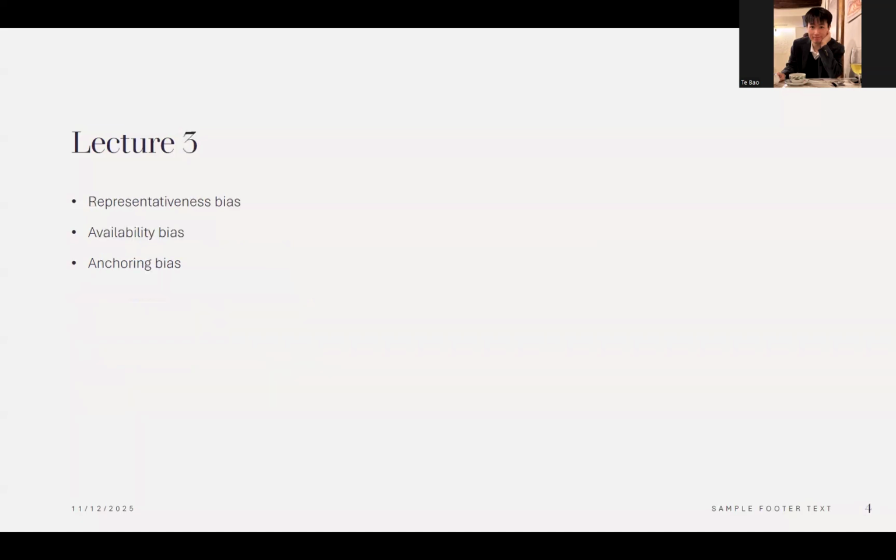Then we have lecture three. In lecture three, we have a discussion about heuristics and biases. We mainly talk about three biases in this lecture: the representativeness bias, availability bias, and anchoring bias.